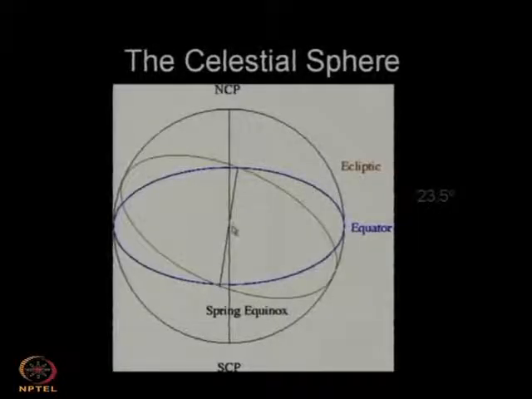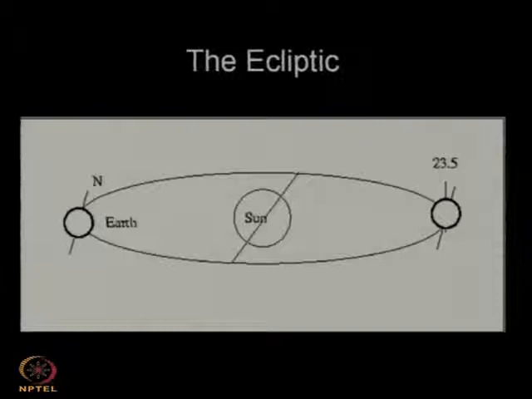Now, when I look at the sun sitting here on the earth, what will the position of the sun look like? To understand that, let us go back to the previous picture. During summer, the sun is going to appear to the north.